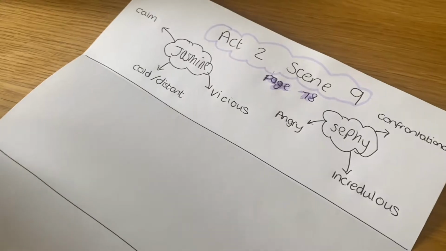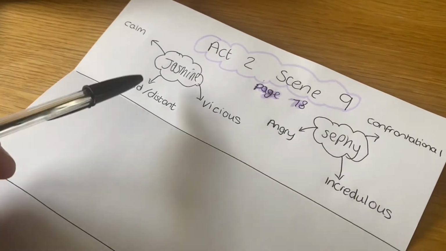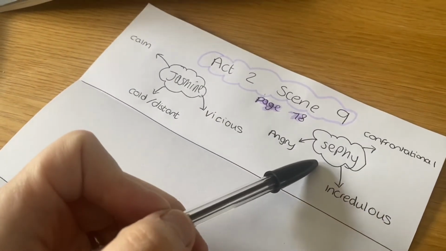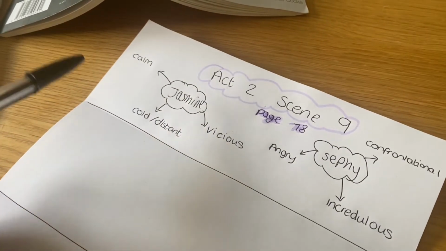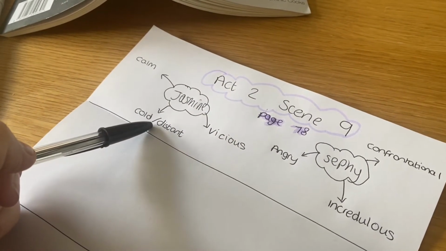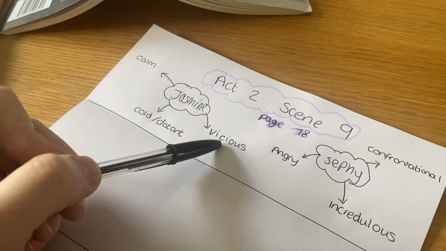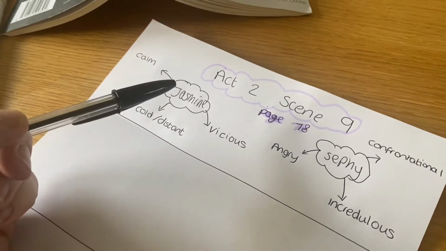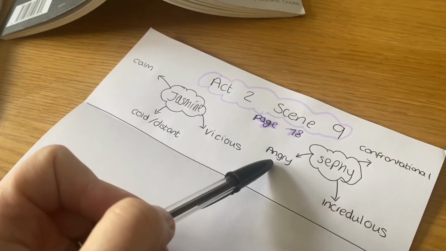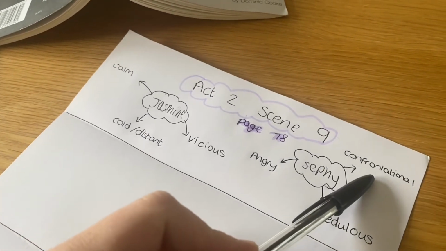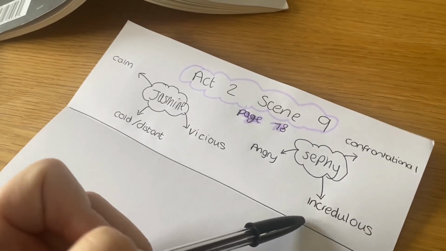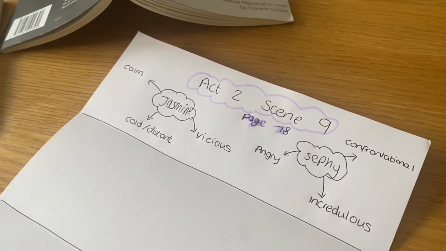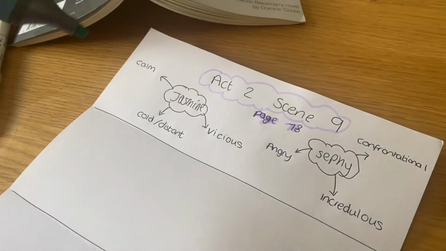Okay, next up you are going to choose 3 adjectives for each of the characters that are in your scene, and you're going to choose adjectives that describe them within that scene. So for this one, I chose calm, cold or distant, and vicious for Jasmine, and angry, confrontational, and incredulous for Sephy, because they are all of those things in this extract. So pause the video, have a little think, and then highlight the character that you're going to choose to be the focus of your revision today.